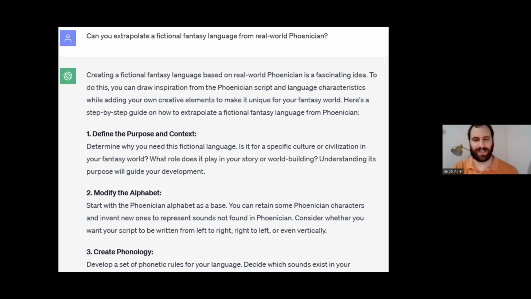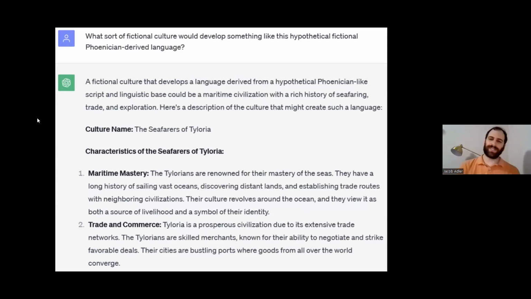And so I decided to push it a little bit further, see if I could expose some chinks in the armor, where I was saying, like, what sort of culture would develop this hypothetical fictional language that I'm talking about? Which is a very abstract kind of question. And here it kind of came through for me because it gave a pretty, not extensive, but pretty detailed rundown of the answer that I sort of asked for. So there's a lot of different applicability, and you can get pretty creative about what it can and can't do for you. So I just wanted to show a little bit of an example of that.